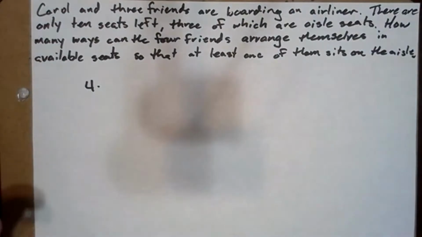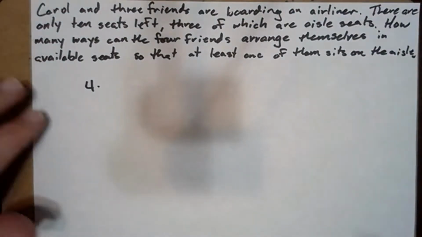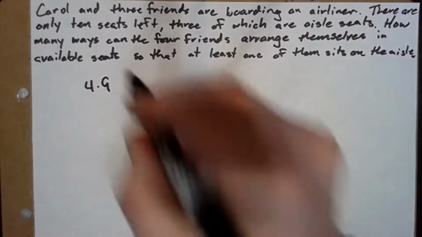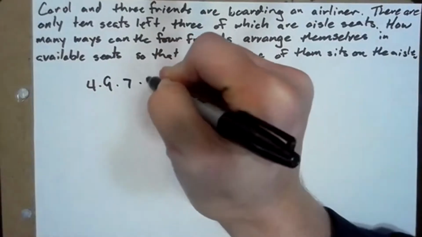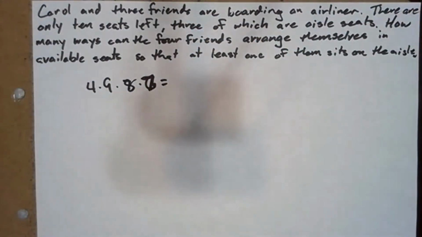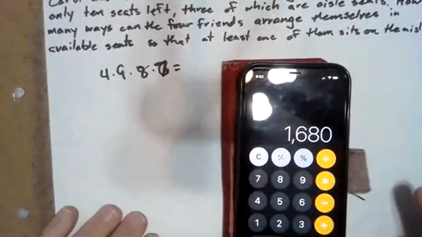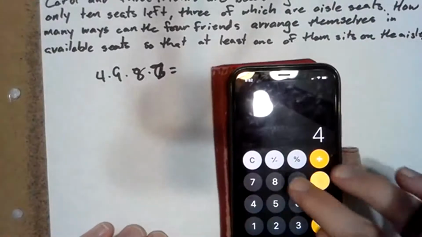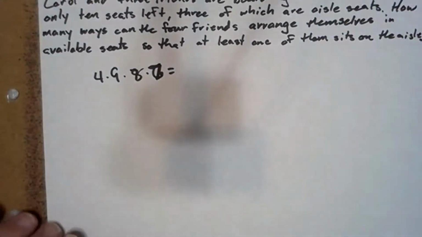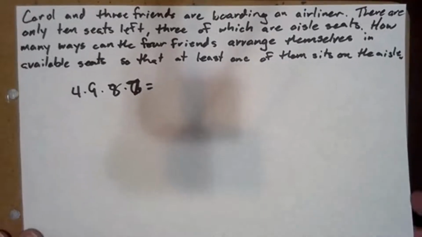Okay, well, that takes away one of the 10 seats, and there are 9 seats left over, and then 8, and then 7. So we've got 4 times 9 times 8 times 7, which we can easily multiply, ideally with a calculator, because we don't want to mess that up. 4 times 9 times 8 times 7 gives us 2,016 ways so that at least one of the friends is in an aisle seat.